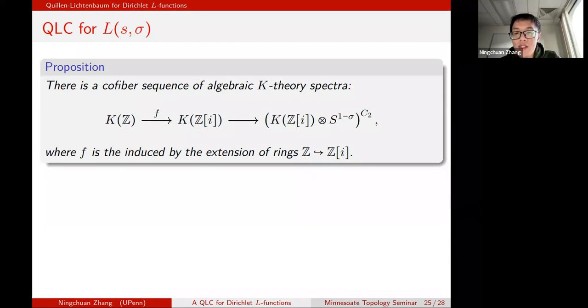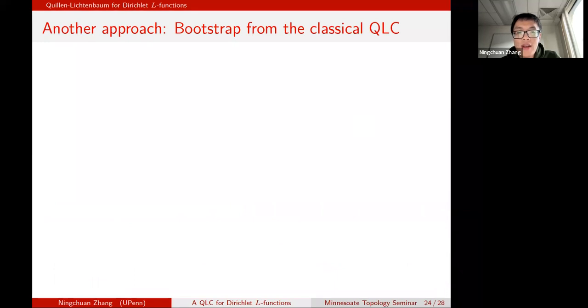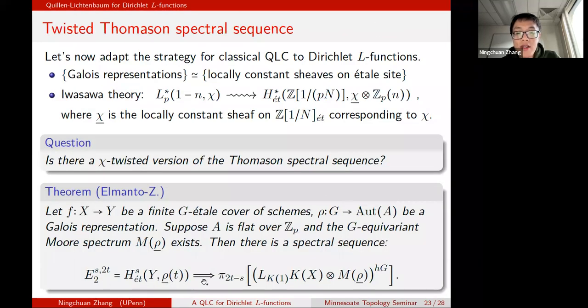For different models of Moore spectra, the E2 page of the twisted Thomason spectral sequence will be the same, because here the input is just the representation itself. There's nothing spectral here. So you have two spectral sequences with the same E2 page, but there's no guarantee that their higher differentials are the same. So you get something similar to the phenomenon of the exotic elements in K1 or Picard groups.